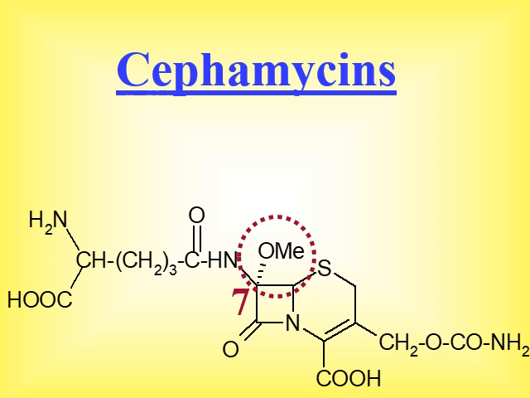There is a group of compounds known as cephamycins, not cephalosporins. What is the difference between cephamycins and cephalosporins? They are cephalosporins, but at position number 7 there is a methoxy group, a 7-alpha methoxy group. They are natural, substituted, isolated from various Streptomyces. Therefore, the difference between cephamycins and cephalosporins is the presence of the 7-alpha methoxy group.